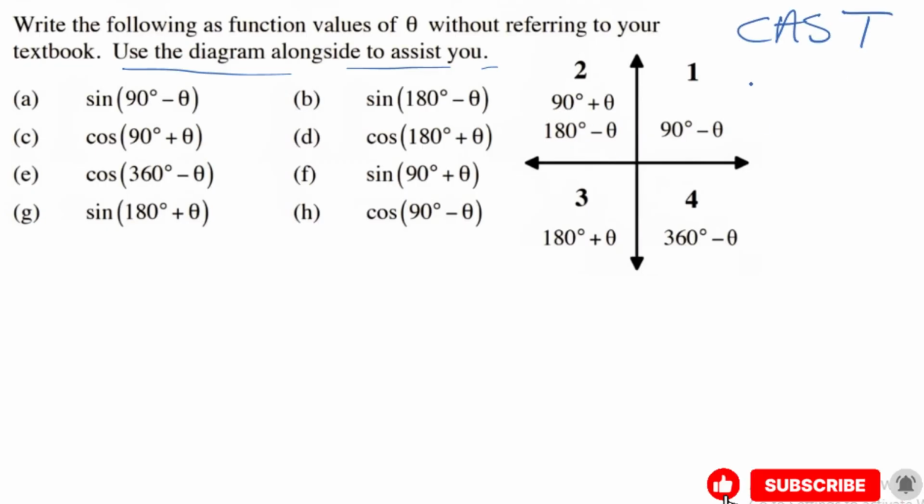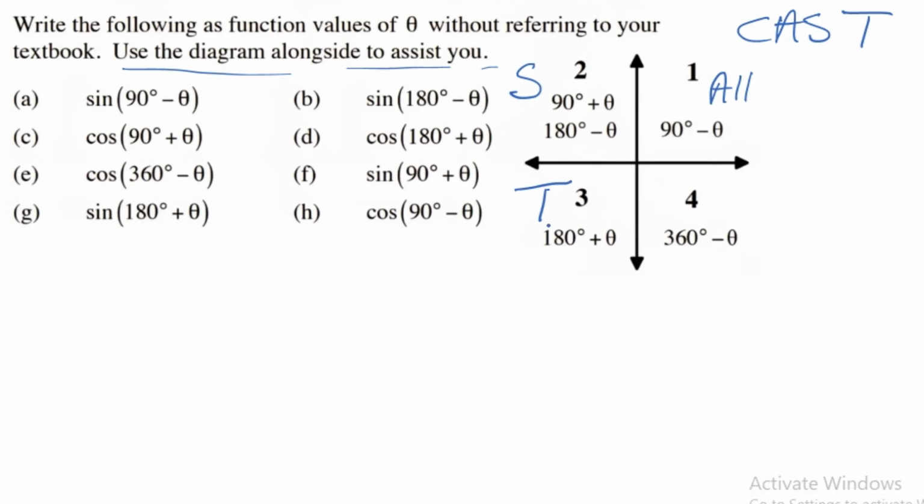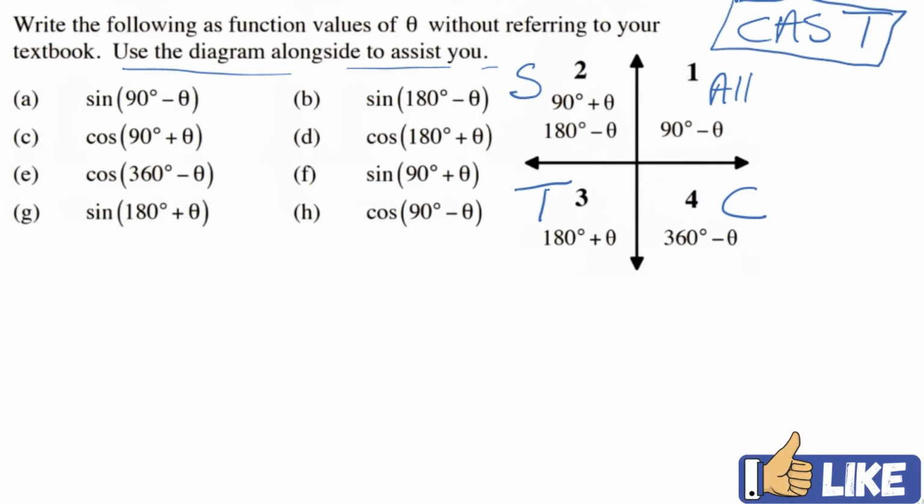CAST diagram. So on the first quadrant, all the ratios are positive. On the second quadrant, only sine is positive. The other ratios are negative. On the third quadrant, only tan is positive. The other ratios are negative. On the fourth quadrant, only cos is positive, and the other ratios are negative. And all in all, we call them the CAST diagram.